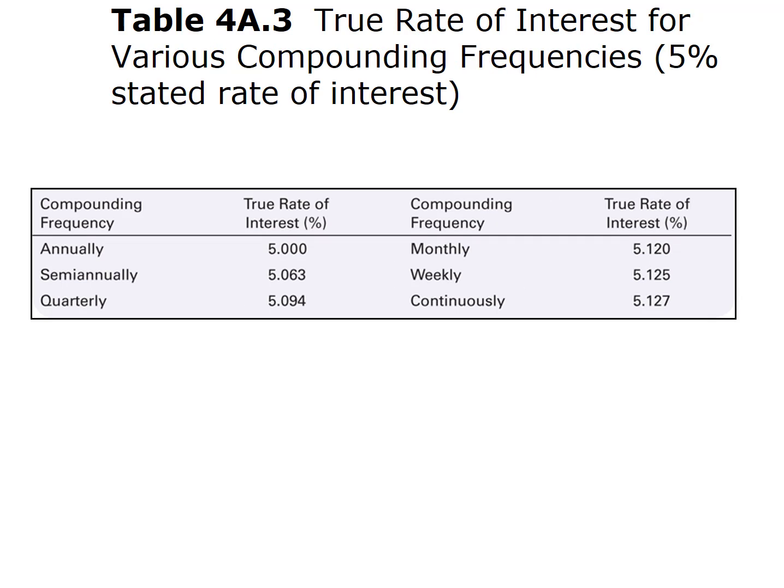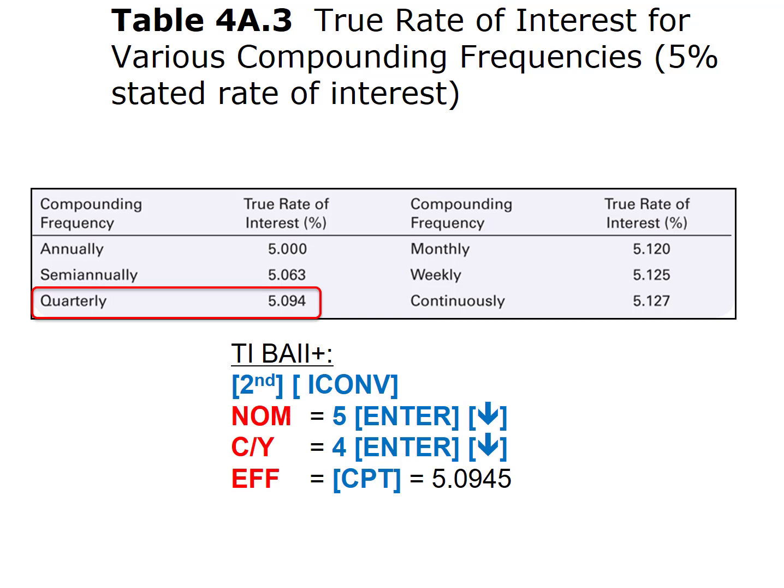A useful function in your calculator, I-convert, interest conversion, to convert a nominal quoted rate to an equivalent or effective annual rate, or EAR. If a rate is quoted as 5% compounded quarterly, nominal is 5%, enter and down. Compounding per year, number of compounding periods per year is equal to 4. Down to effect and compute.